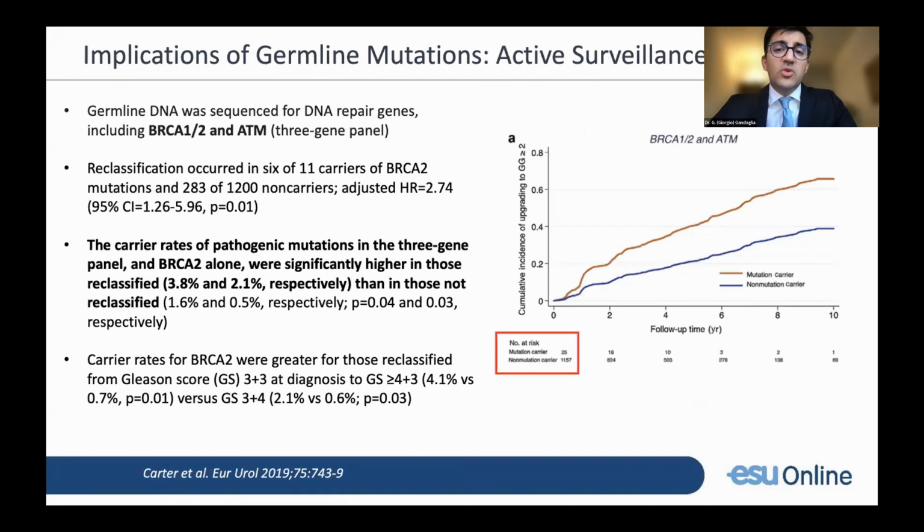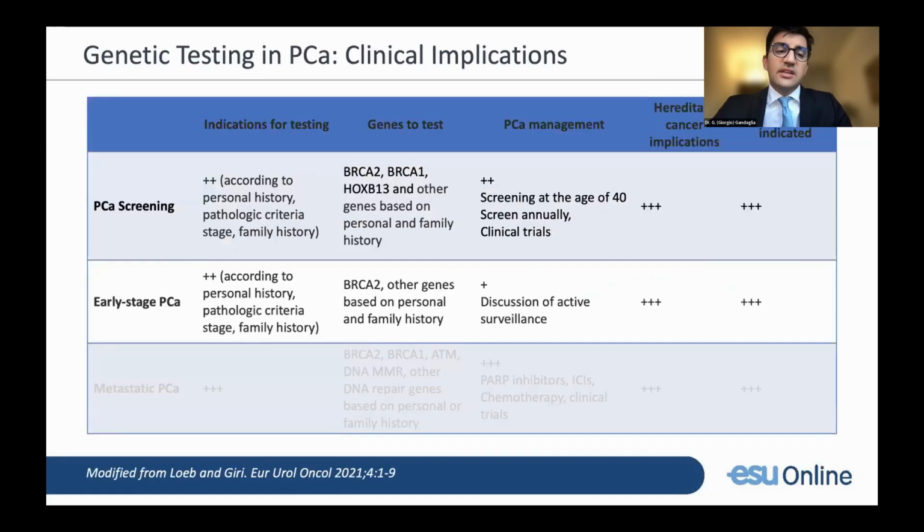The presence of germline mutations has also implications for the management of our patients with localized disease. For example, patients with BRCA1 and BRCA2 mutations or ATM mutations in the germline DNA had a higher risk of reclassification when considered for active surveillance compared to non-carriers. So these patients could be not the ideal candidates for active surveillance. And this slide is just to summarize the current evidence for the role of germline mutations in prostate cancer screening and early stage disease.